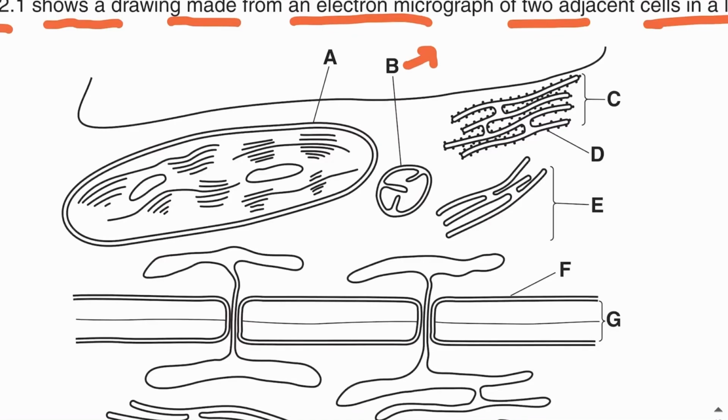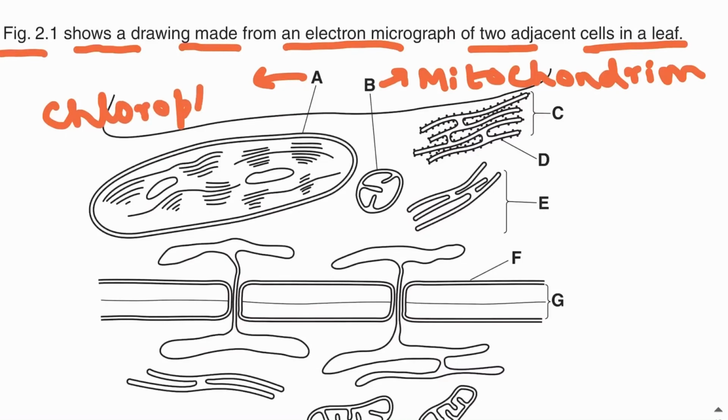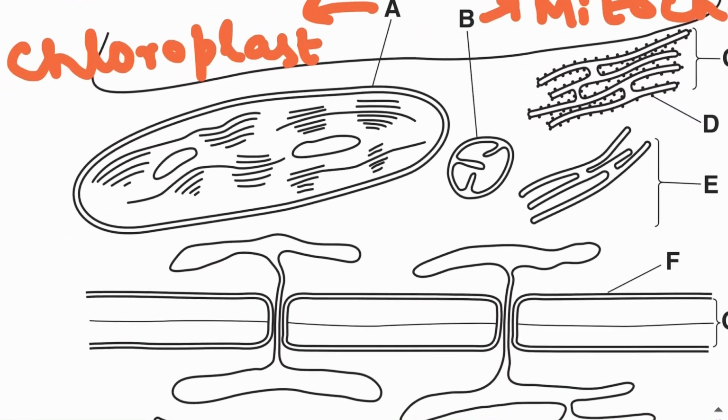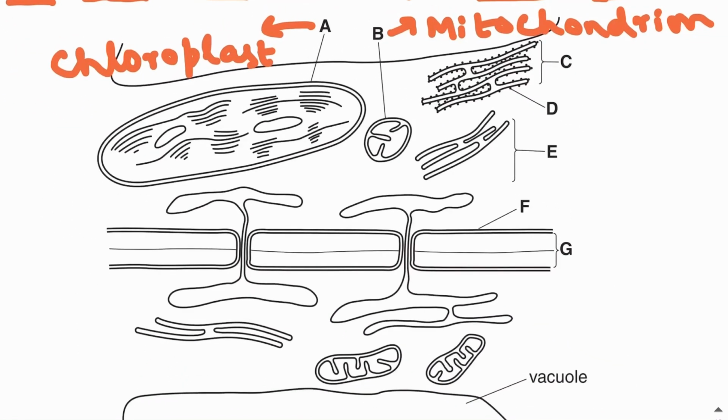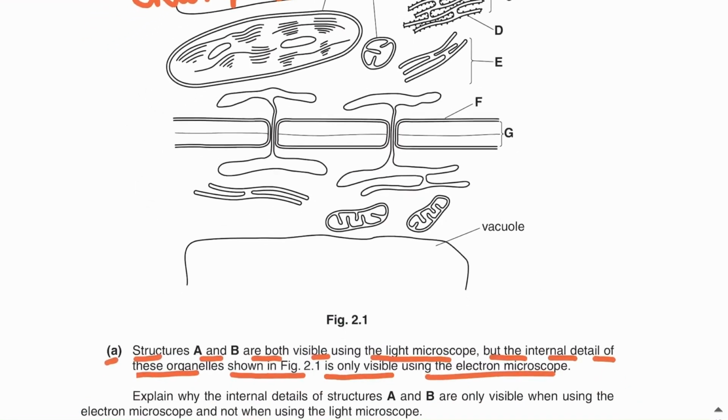So B is mitochondrion and A is the chloroplast, right? Okay, and in this drawing we can see the internal structures of the mitochondrion and chloroplast. We can see a lot of detail because this is a picture taken from the electron microscope, or we can say this is a drawing made from the electron microscope.